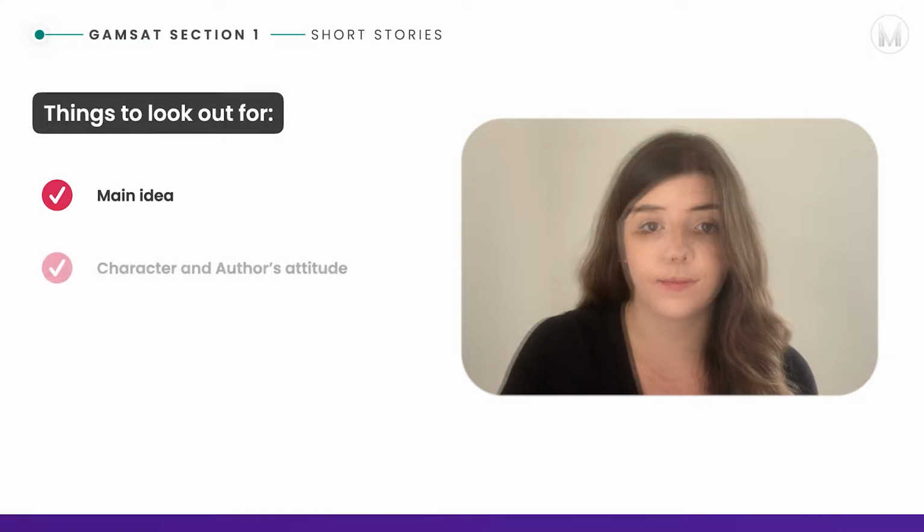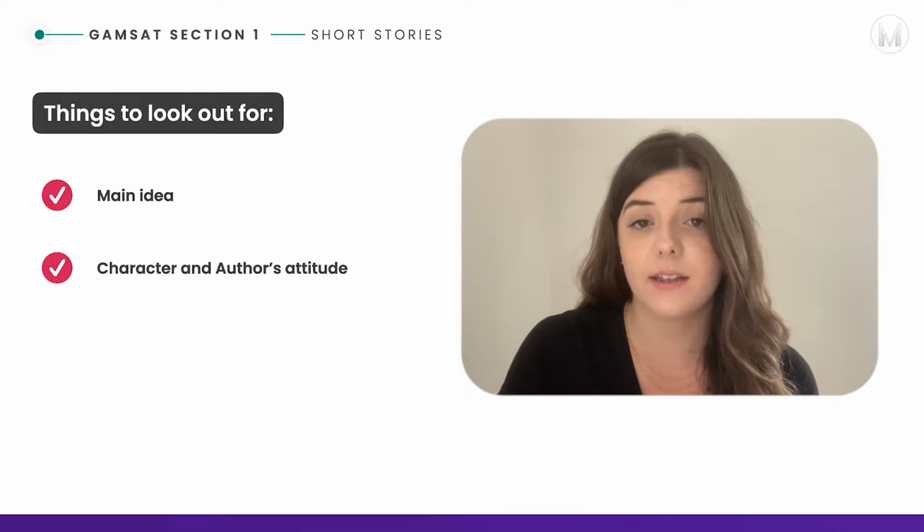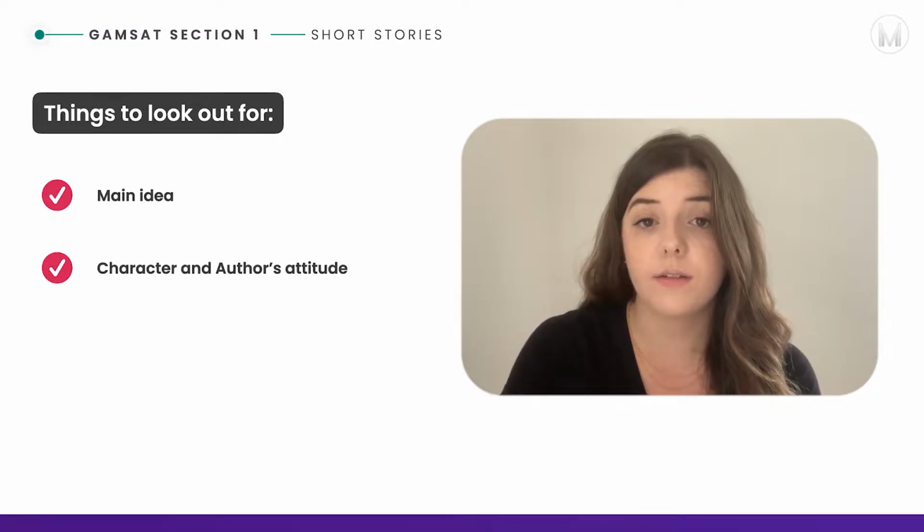So the main idea is very important. Whilst reading the text, be aware of the main idea and the actual meaning of the story. Next is the character and the author's attitude. So be very aware of the attitude and feelings expressed by either the author or any characters. Also look at how these emotions and feelings might change throughout the text, and also any relationships between the characters.